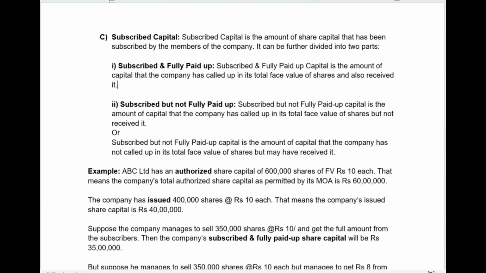Subscribed but not fully paid up share capital is the amount of capital that the company has called up in its total face value of shares but not received. That means a company issued 4 lakh shares, people purchased 3,50,000 shares out of rupees 10 each face value, and the company received rupees 8 out of rupees 10 from its subscriber. Then in that case its subscribed but not fully paid up share capital will be 8 out of 10. Similarly, if the company does not call the final rupees 2 out of rupees 10 face value, then its subscribed but not fully paid up capital will be rupees 8 out of 10, as we saw earlier in the example.